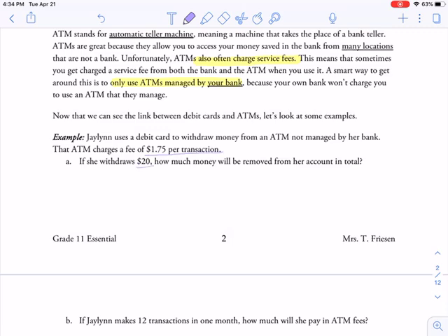She's withdrawing $20, and we want to know how much money will be removed from her account in total, so that means including the service fee. She's taking out $20, and she's getting charged $1.75 by the ATM. We want to know in total how much money that is. We're just going to add those together to give us $21.75 being removed from her account.